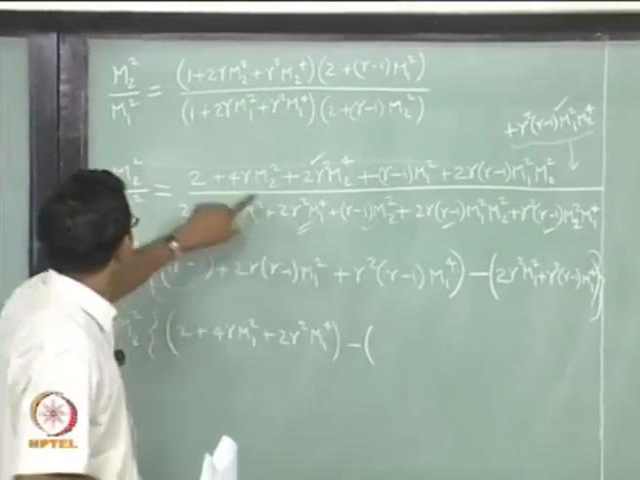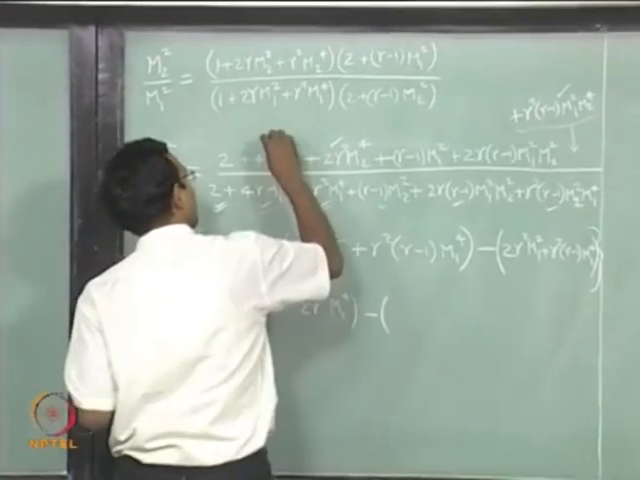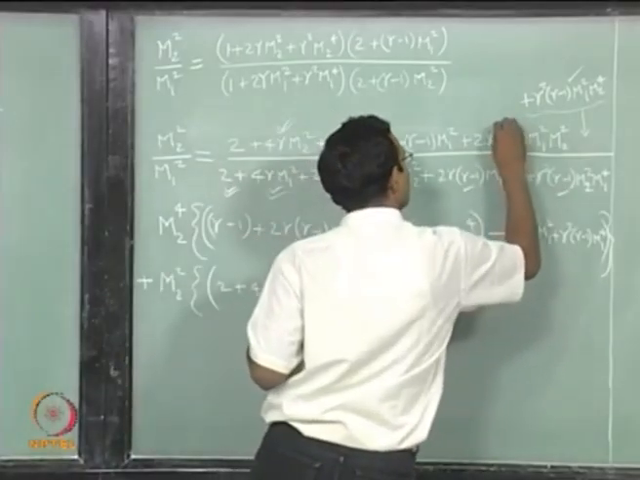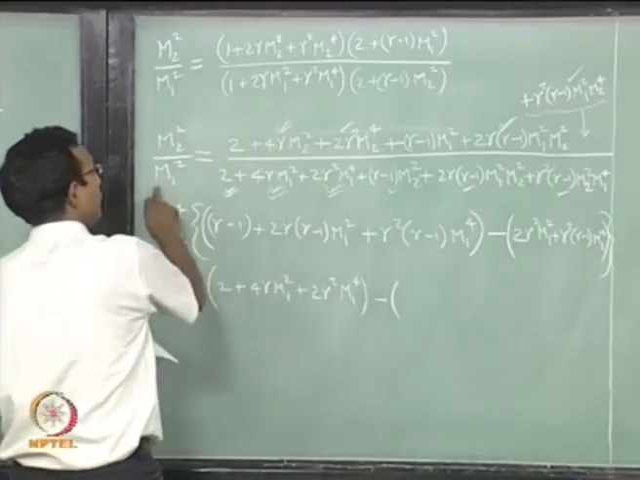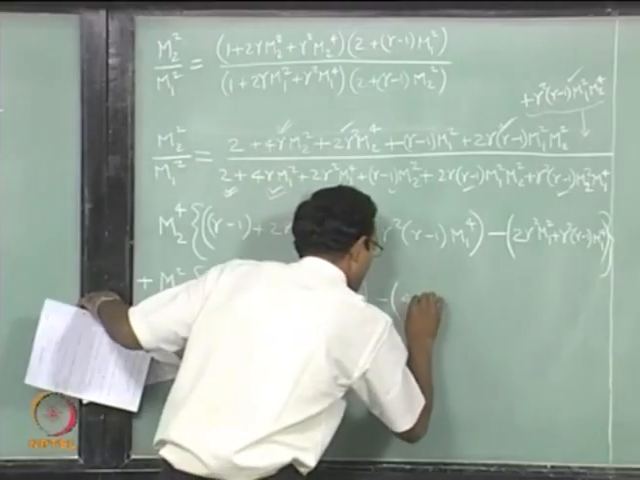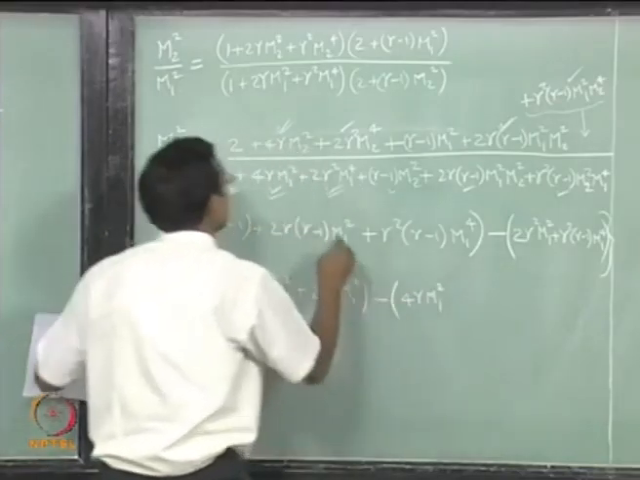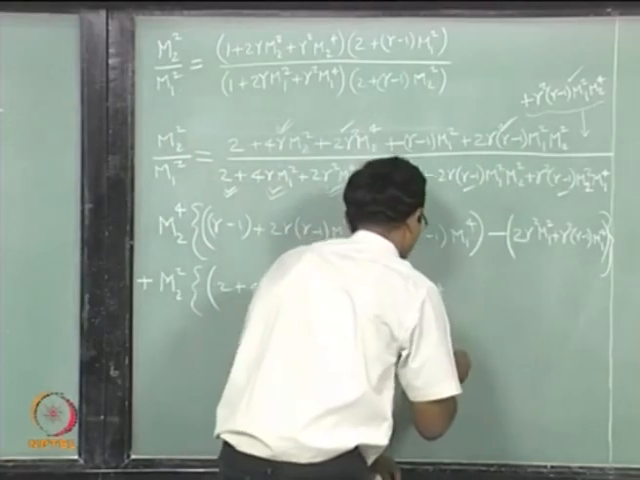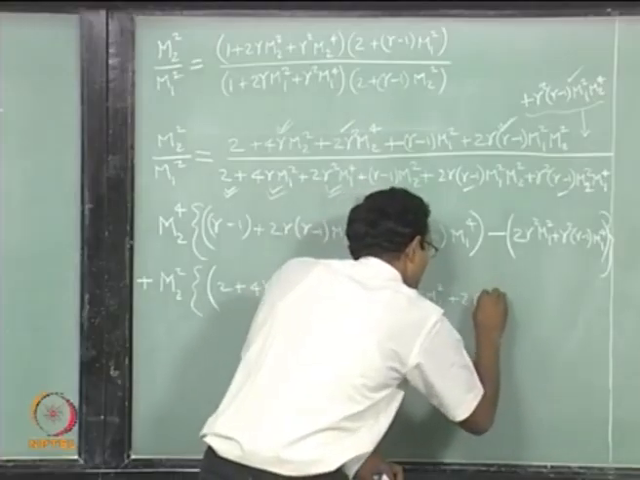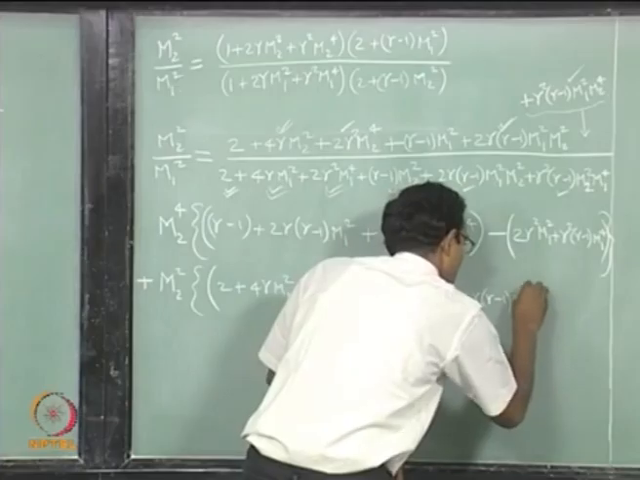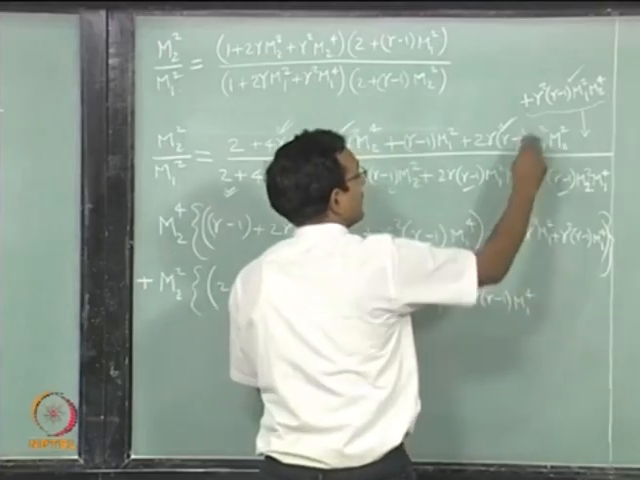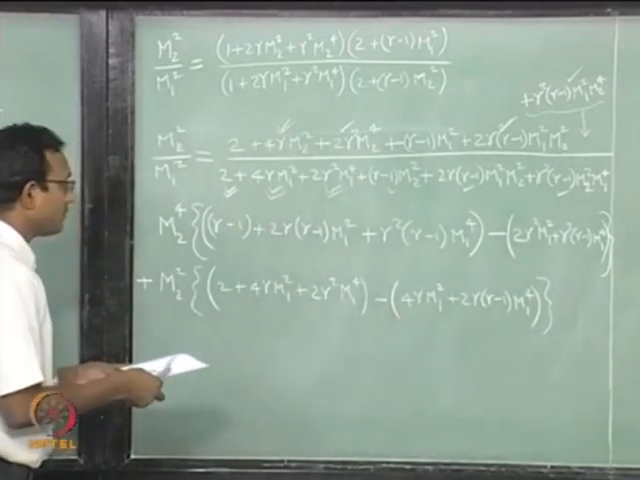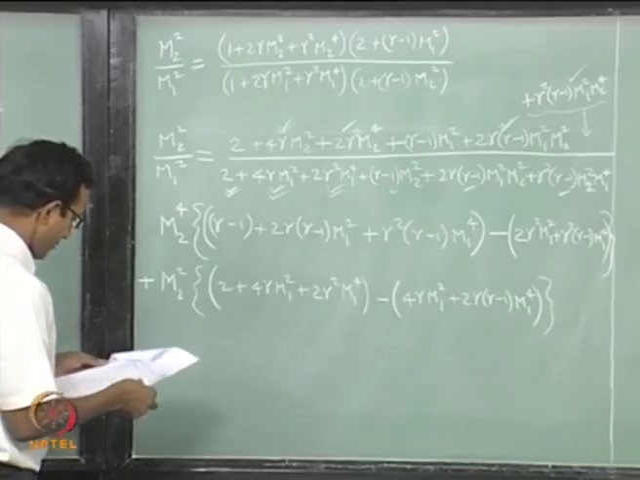Okay. Now, m2 square will be this term and this term. So, it will be 4 gamma m1 square and m1 square multiplied by this, which is 2 gamma into gamma minus 1 into m1 power 4. And there is no other term left, this is all I will have. This is the next term.